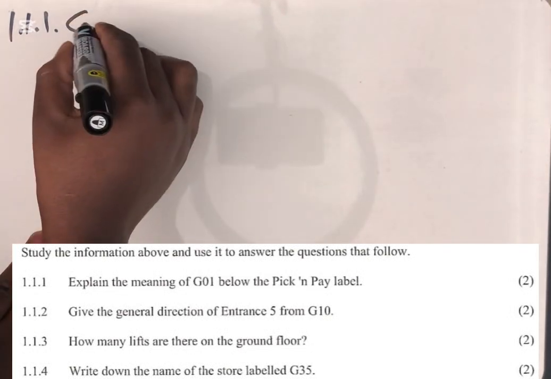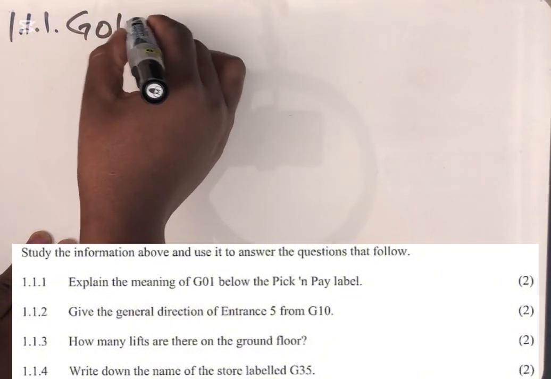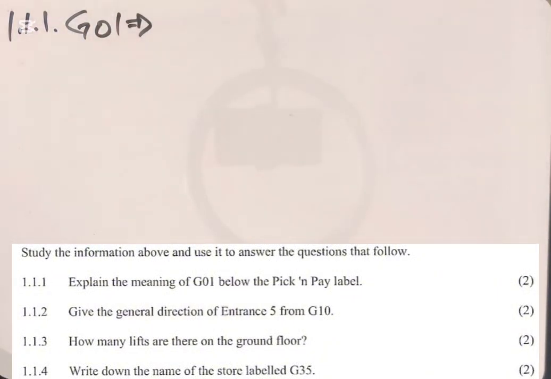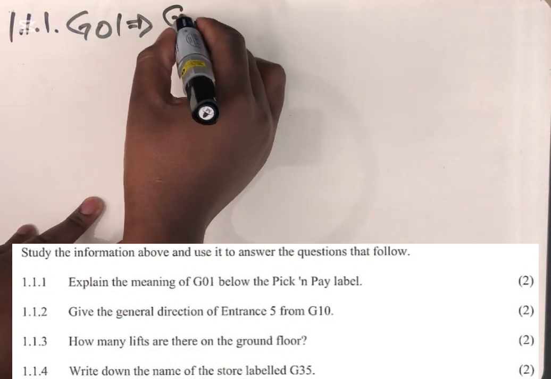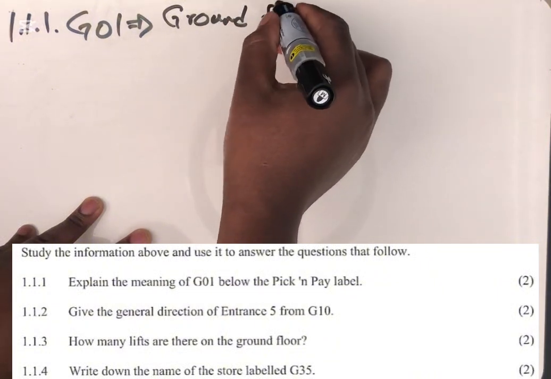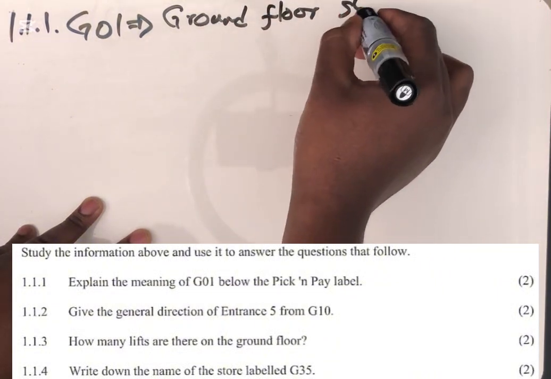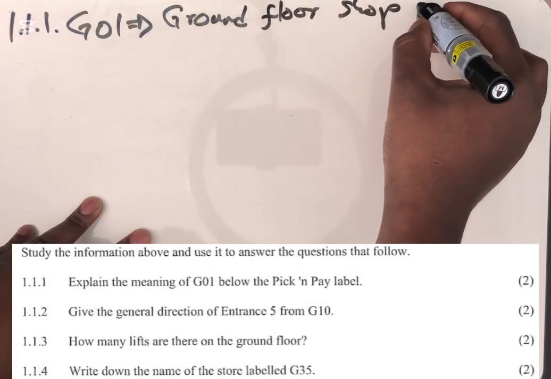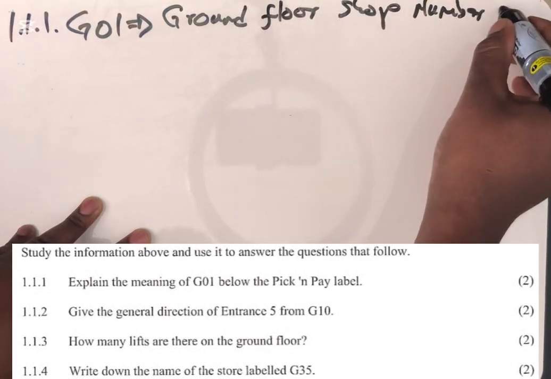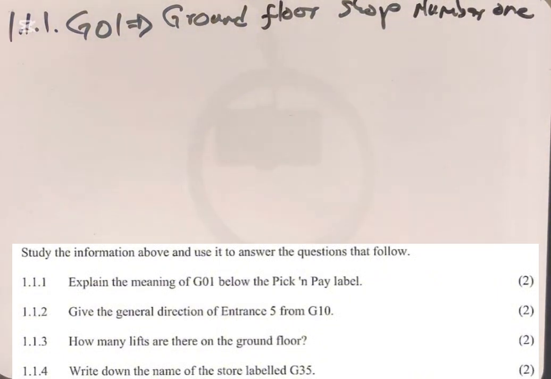And then the first question says, explain the meaning of G01 below. Pick n Pay label, the G01. They want you to explain the meaning of G01. What does G01 stand for? Ground floor shop number 1. G01 stands for ground floor shop number 1.